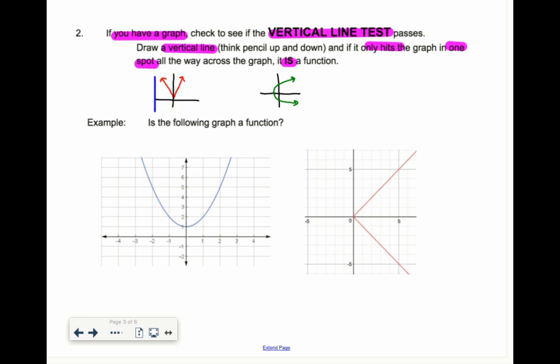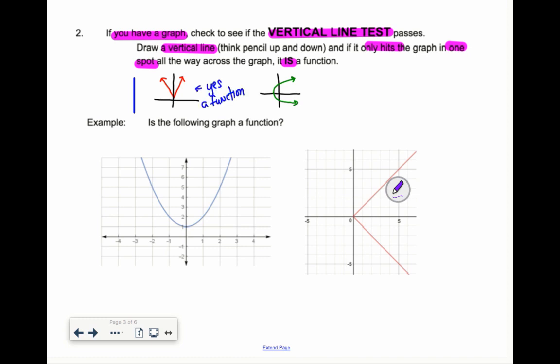It doesn't, does it? So it's one there, one there, one there, one there, and it keeps coming across. So that's what we mean by the vertical line test. Does it hit the graph in more than one spot as it moves across? In this case, this is a no. So that means that this is a function.